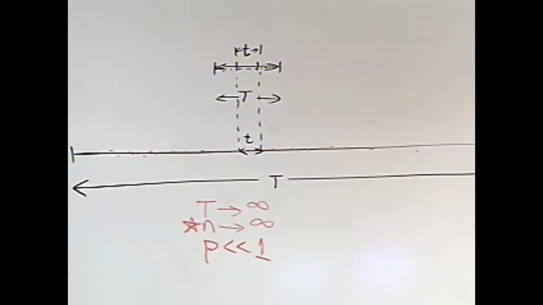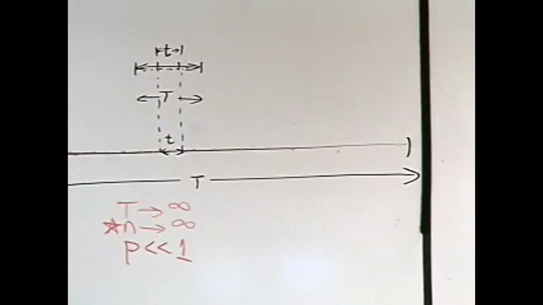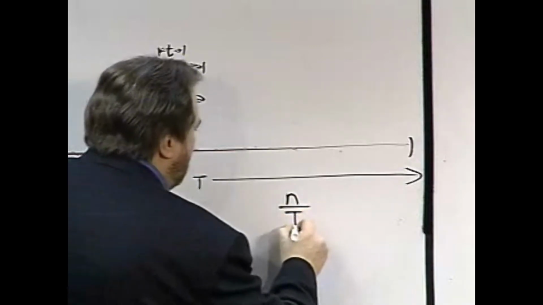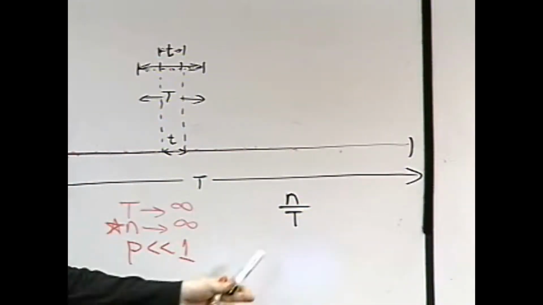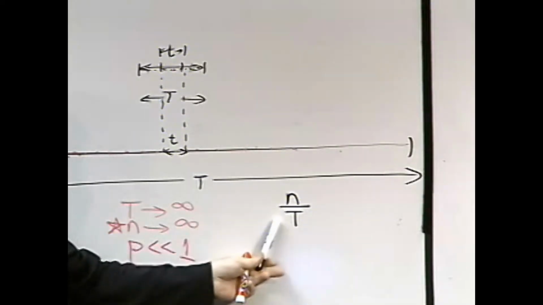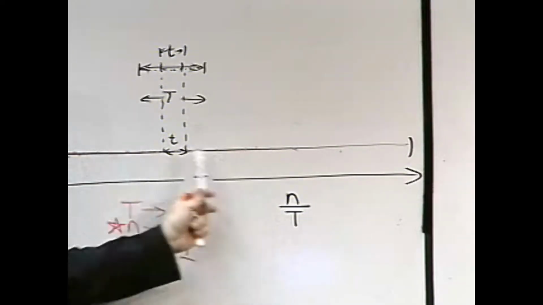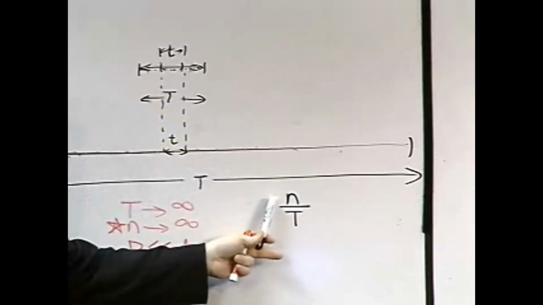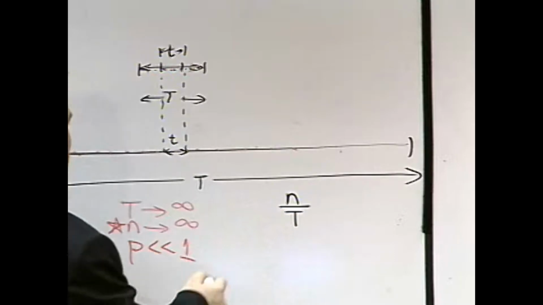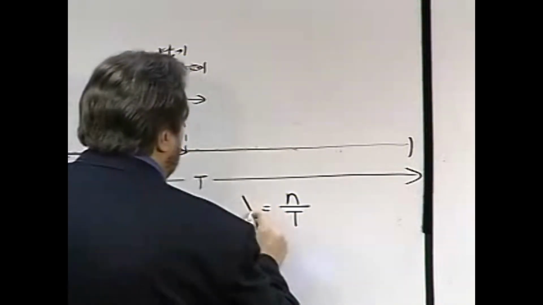Now, here's the question. We let T go to infinity and n go to infinity. In what way are we going to do this? We're going to do this in such a way that the number of samples over the interval of time, now what is this? This is the density of points, isn't it? This is the number of points per time interval, if this is a time axis. We're going to do it so that the number of points per time interval remains a constant. We will call this constant lambda.